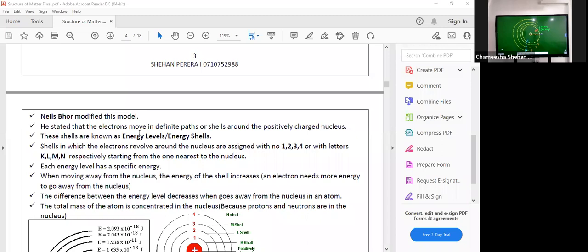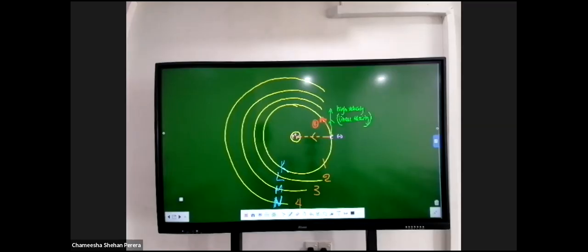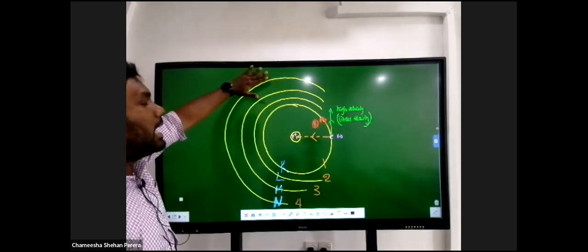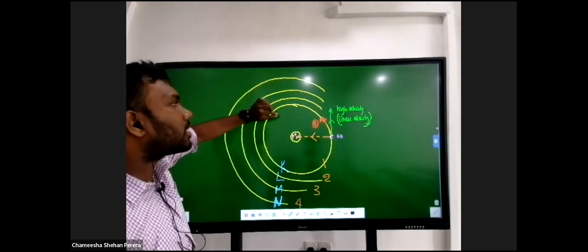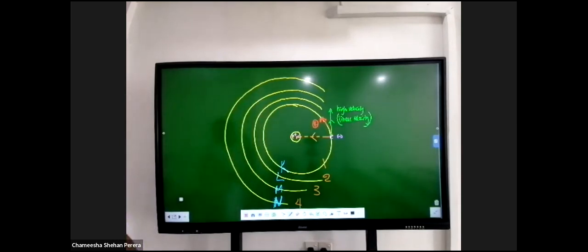Next one, this is the most important part. Each energy level has a specific energy. Every energy level has an assigned energy, and if an electron has that particular amount of energy, it can stay in that particular energy level. Every energy level has a specific amount of energy for any electron to stay in it. Let's talk about it further, and you will understand why an electron needs energy to stay in an energy level.